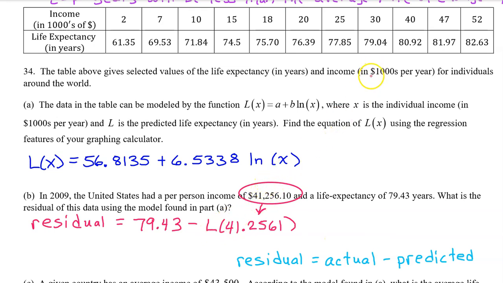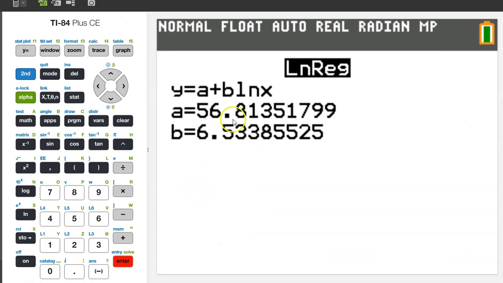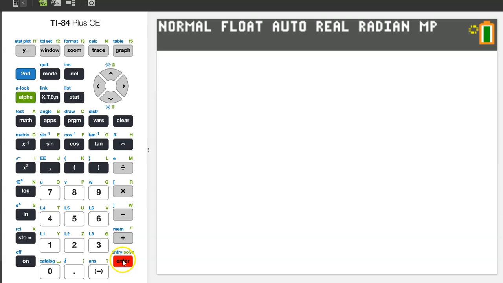However, the input has to be in thousands. So 41,256.10 is the same thing as 41.2561 thousand. So let's just evaluate this in the calculator. We stored this regression model in Y1. So pull up Y1 by hitting Alpha, Trace, Enter. We just need to evaluate this by using parentheses and typing in 41.2561.